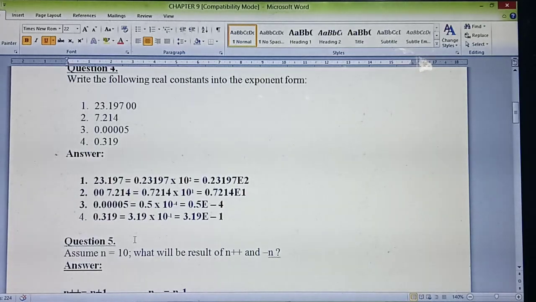So I have written the fourth question answer. Write it carefully. They have given some numbers and asked you to convert them into exponent form. First you should write starting with 0 point, into 10 raised to. Before the point, how many digits are there? 2. So 10 to the power 2, which you can write as E2. Write first.